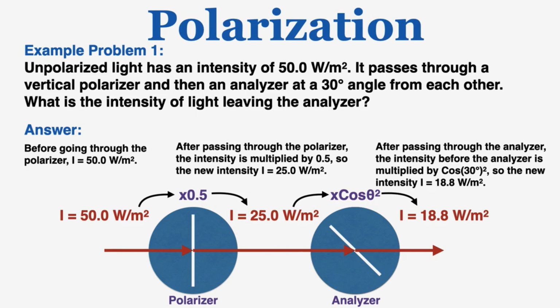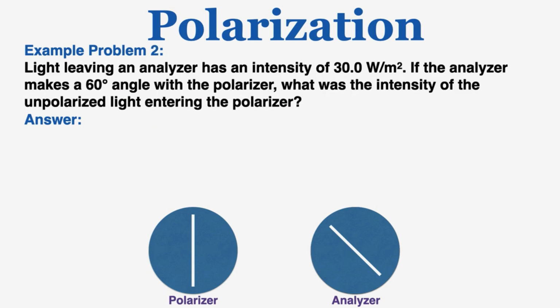When I plug in 25.0 times cosine of 30 degrees squared, I get a final answer of 18.8 watts per meter squared. So that's the intensity of the light leaving the analyzer. I can also work backwards and say light leaving an analyzer has an intensity of 30 watts per meter squared.